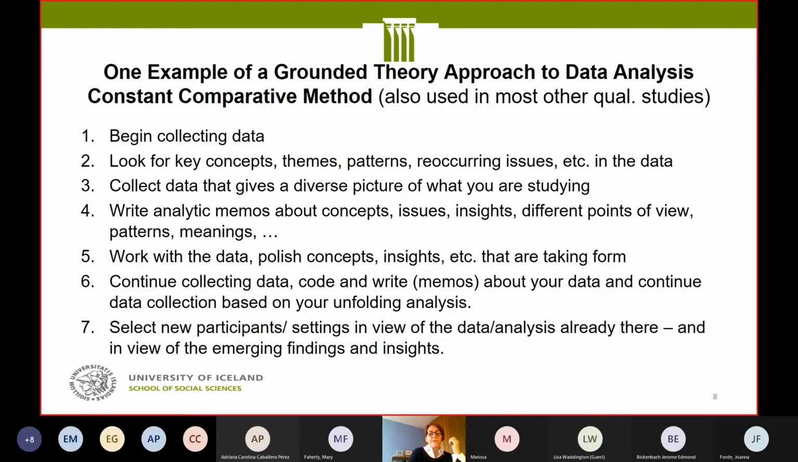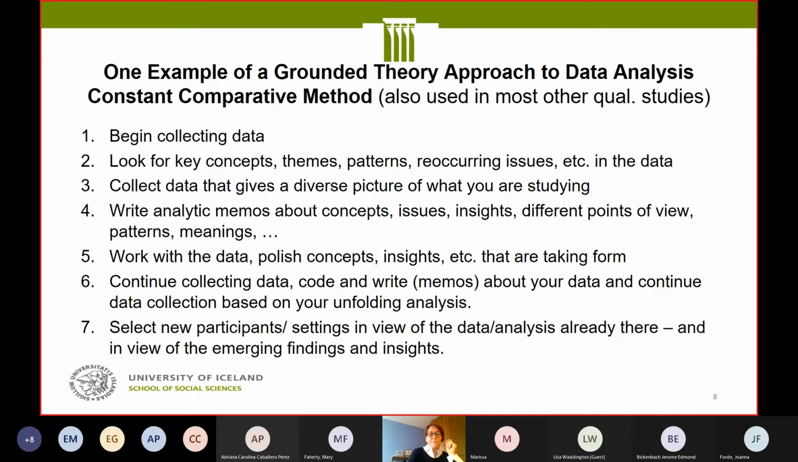You collect data that gives really a diverse picture of what you're studying. Most people try to find a diverse group of people. Even if you're only studying teachers or lawyers, you try to find those who have been working long in the field, those who have recently graduated, or those who work in different fields as teachers or lawyers. If you want to focus on something, you try to get a diverse picture so you can get a better grasp of what's going on.